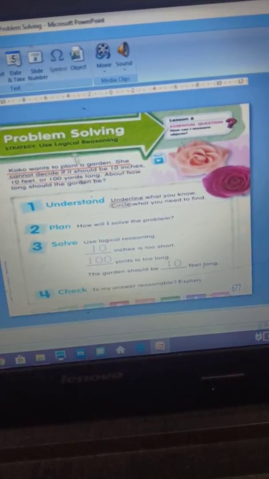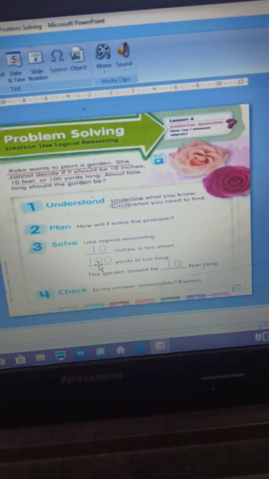So, we will now try the 100 yards. Put it in your mind, the 100 yards. Is it the size of a garden? You're not making a city here. It is only a simple garden. The 100 yards is too long. My goodness. So, the remaining one is the 10 feet. Yes, the 10 feet is the size of the garden.